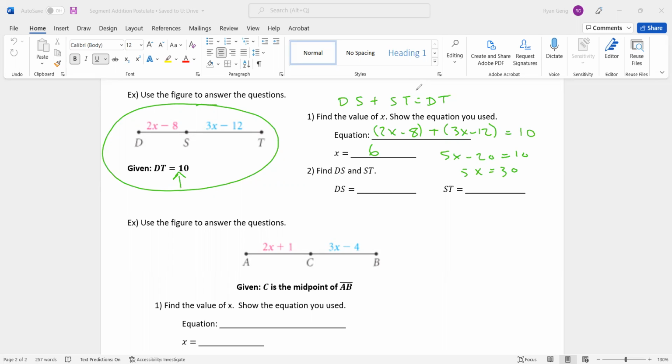Now, find DS and ST. Should be pretty simple. All I'm doing here is plugging 6 back in for x. So 2 times 6 minus 8 would be 12 minus 8, which would be 4. And I can plug it in, or I can just do my basic math. If the whole thing's 10 and DS is 4, then ST has to be 6. But just to make sure, 3 times 6 minus 12 is 18 minus 12, which is 6. Okay.